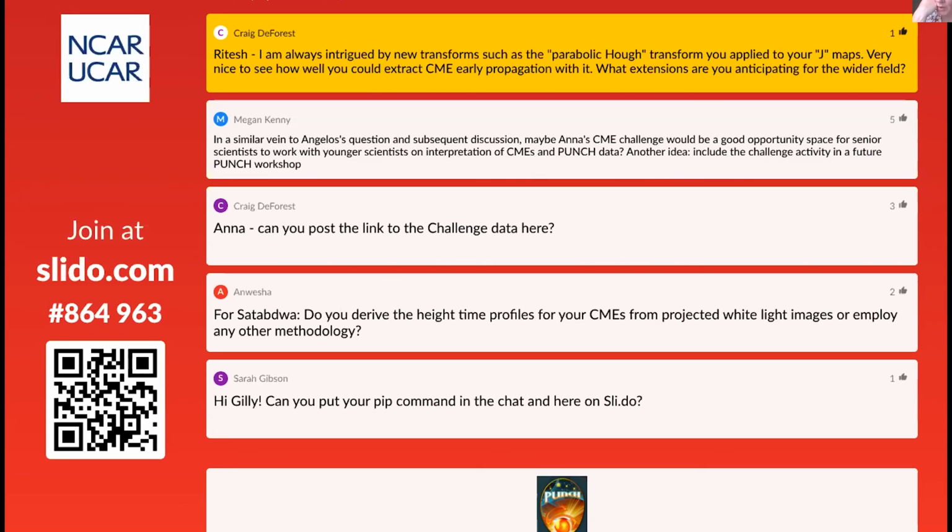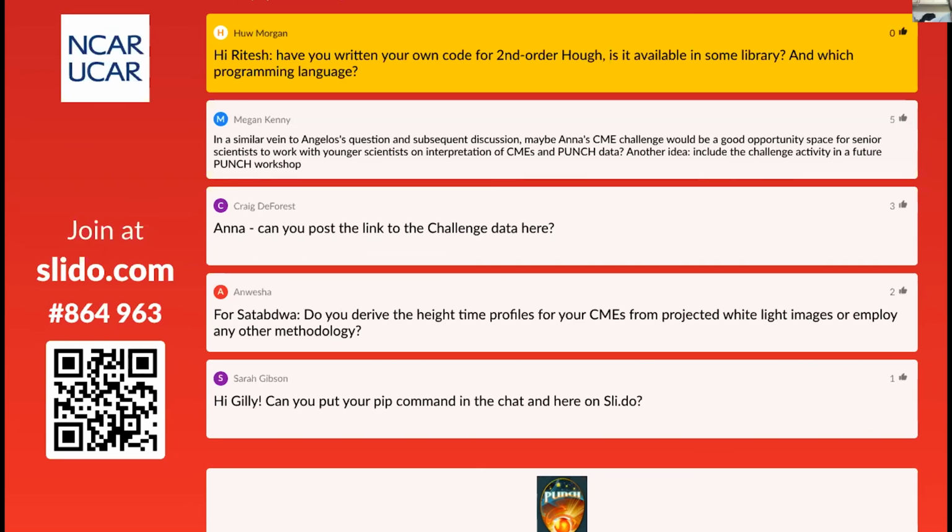Thank you very much. One more question, from Hugh, about which language you used: whether you wrote your own second-order Hough transform, or is there some library? Would you like to summarize the answers? Yeah, for this, I developed this code in IDL myself. Earlier work included identifying the piecewise linear Hough transform for the second-order images, but then I used IDL. Inspired by the linear Hough transform, though it is written in C, I went one step forward with IDL.